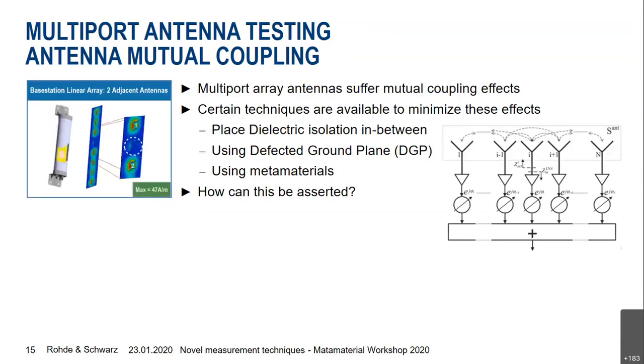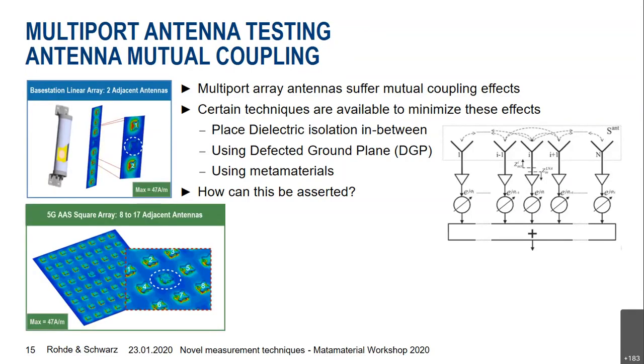Also, going further, for 5G antenna arrays, massive MIMO situations and so on, we also see multiple adjacent antennas, maybe 8, maybe 17, maybe many more. This problem just keeps getting more and more critical.